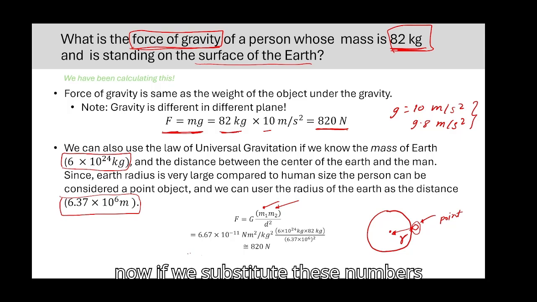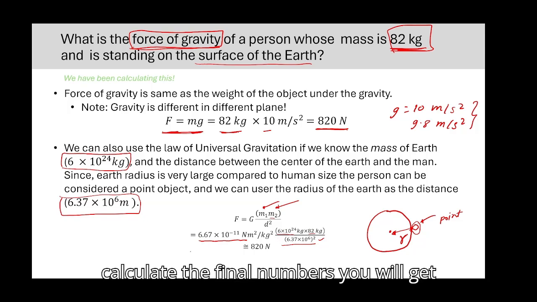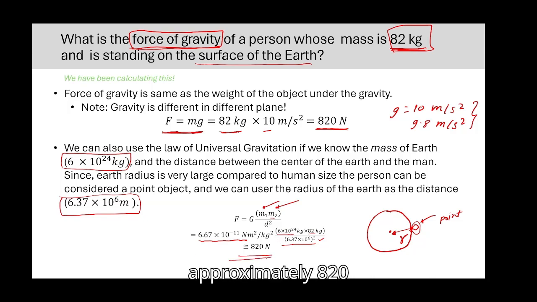Now if we substitute these numbers, the constant G is 6.67 times 10 to the minus 11 Newton meter squared per kilogram squared, and m1 is the mass of Earth, 6 times 10 to the 24 kilograms. m2 is the mass of the person, which is 82 kilograms, over the radius of the Earth, 6.37 times 10 to the 6, squared. If we simplify these numbers and calculate, you will get approximately 820 Newtons. So we can use either this formula or this formula.